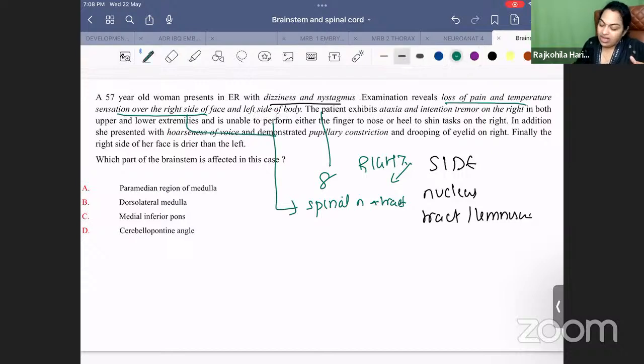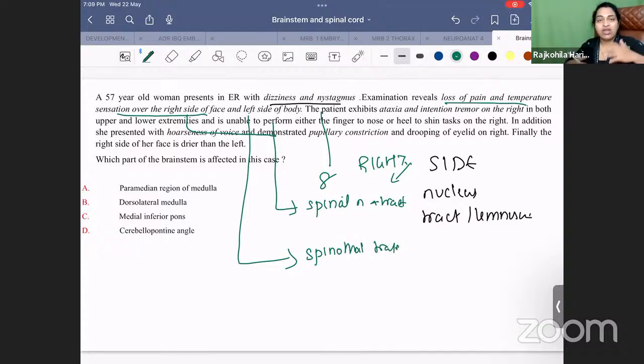And loss of pain and temperature over the left side of the body, it's going to be the spinothalamic tract. Spinothalamic tract, left side of the body. So the lesion is going to be on the right side. Pain and temperature from the trunk and the limbs. If it's from the face, it will be spinal nucleus and tract of trigeminal. Okay. And then coming to the next clue. Ataxia, intentional tremor, it all points towards the cerebellum or the cerebellar peduncles.